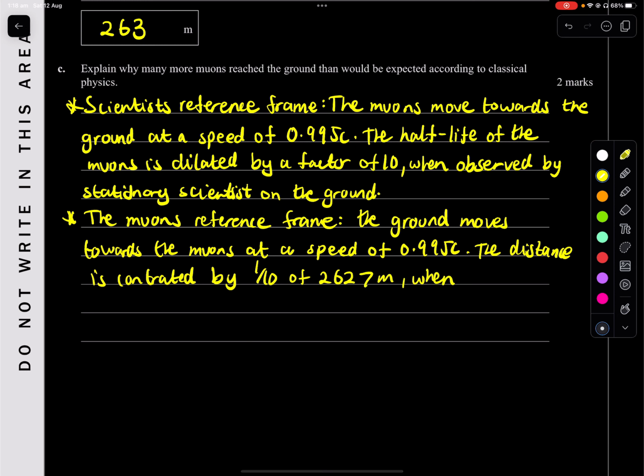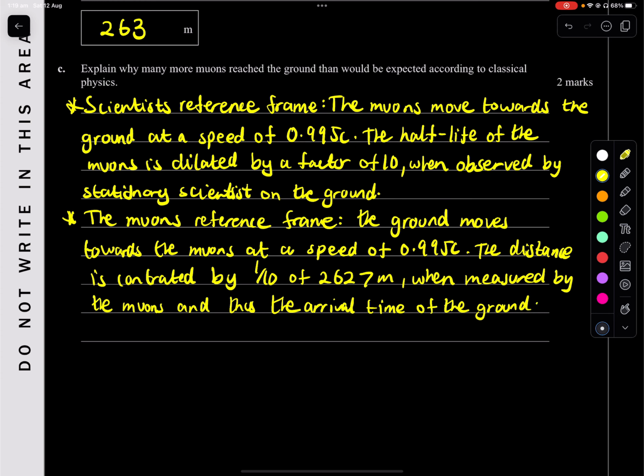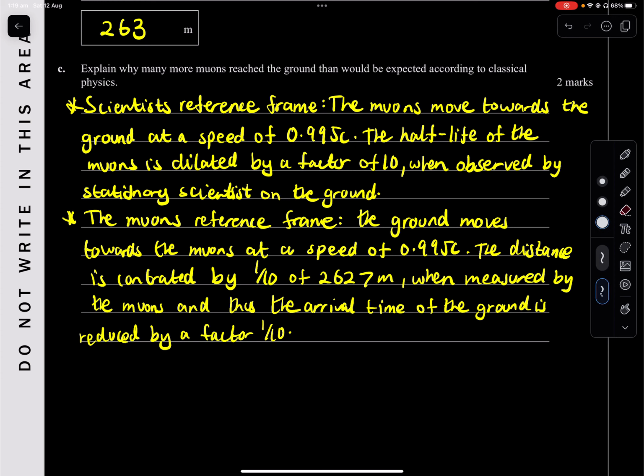when measured by the muons, and thus the arrival time of the ground is reduced by a factor of 1/10. Yeah, so that's that. I think that should give you the 2 marks.